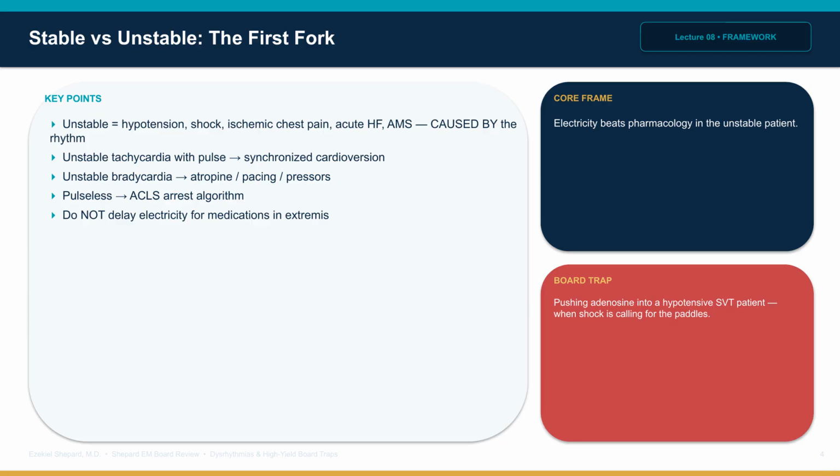The first fork is stable versus unstable. Instability means hypotension, shock, ischemic chest pain, acute heart failure, or altered mental status caused by the rhythm. Unstable tachycardia with a pulse gets synchronized cardioversion. Unstable bradycardia gets atropine, pacing, or pressors based on response. Pulseless rhythms enter the ACLS arrest algorithm. Do not delay electricity for medications when the patient is unstable.